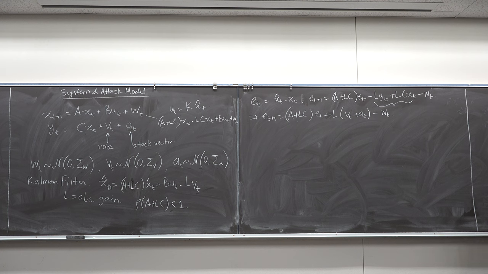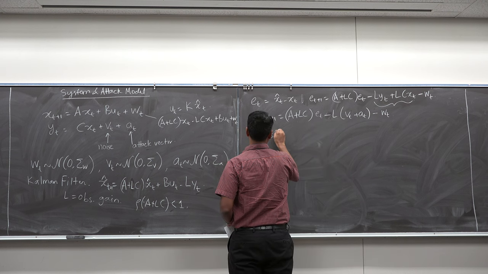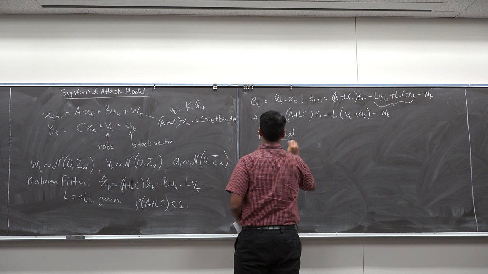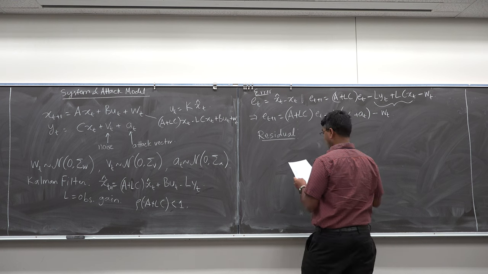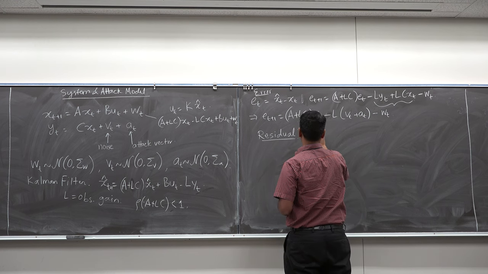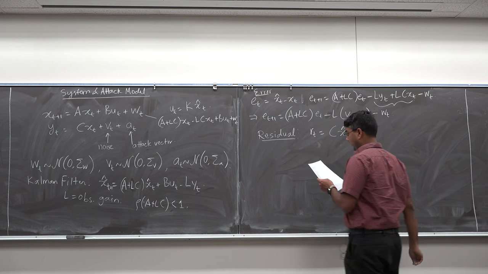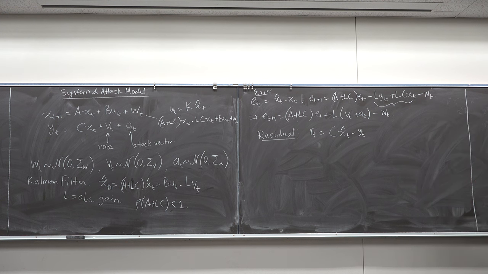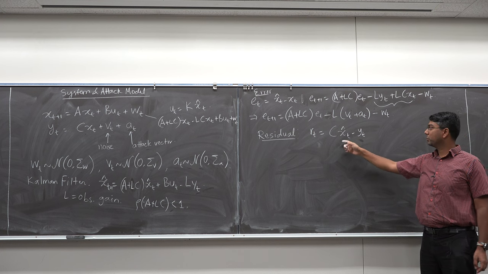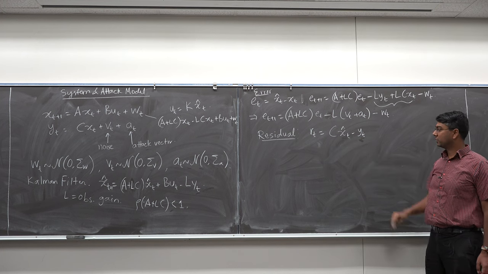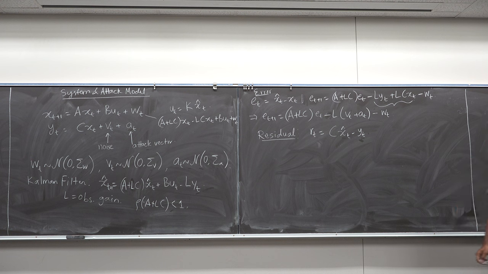Okay. So let's try to define something called a residual. I've defined error, which is the estimation error. Residual, denoted by r of t, is C x hat of t minus y of t. Can I observe the residual? Can I compute it? I can compute it. I know x hat of t exactly, I know y of t exactly, so I can actually compute this residual. Error is something I don't know, but residual is something that I can calculate exactly.